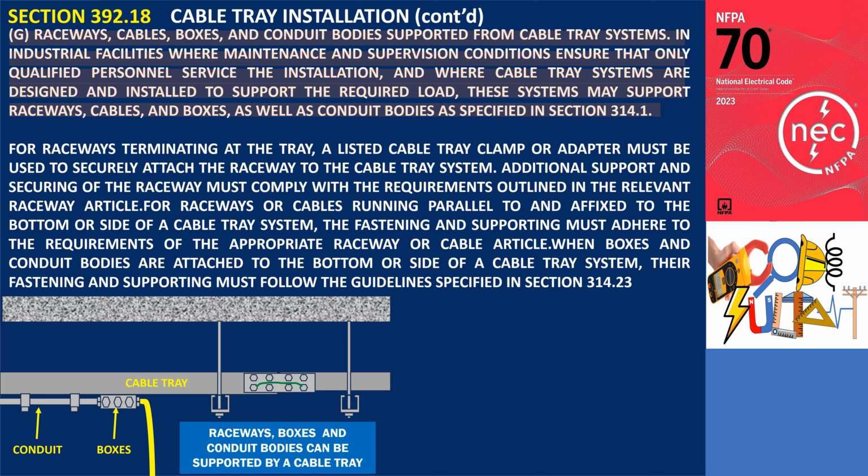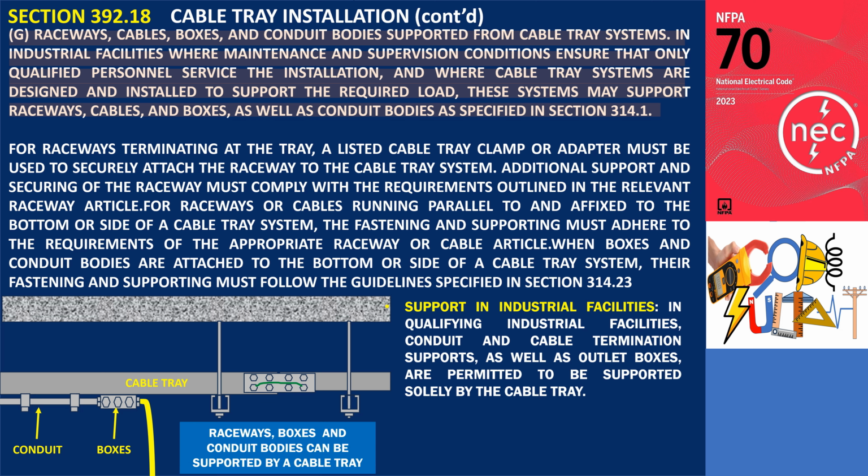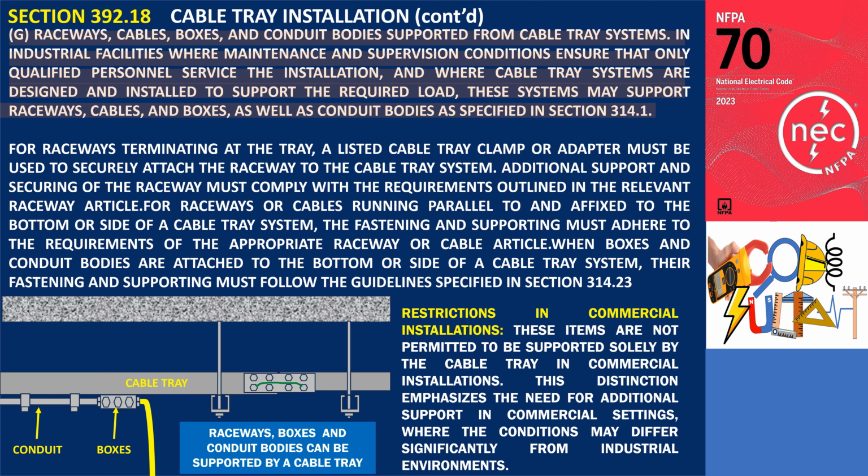Support in industrial facilities. In qualifying industrial facilities, conduit and cable termination supports, as well as outlet boxes, are permitted to be supported solely by the cable tray. This flexibility allows for a streamlined installation process, as these components can rely on the cable tray for support without the need for additional structural elements. Restrictions in commercial installations. In contrast, these items are not permitted to be supported solely by the cable tray in commercial installations. This distinction emphasizes the need for additional support in commercial settings, where the conditions may differ significantly from industrial environments.